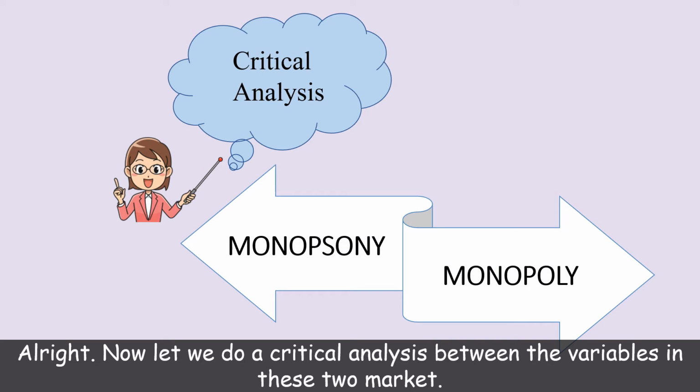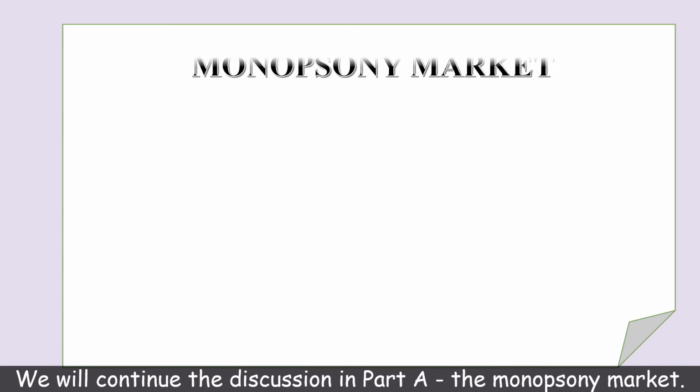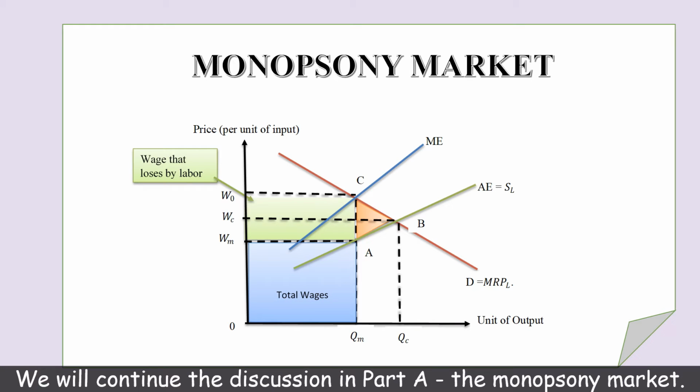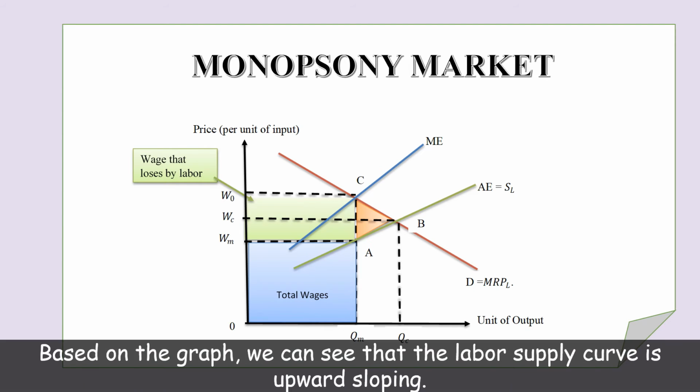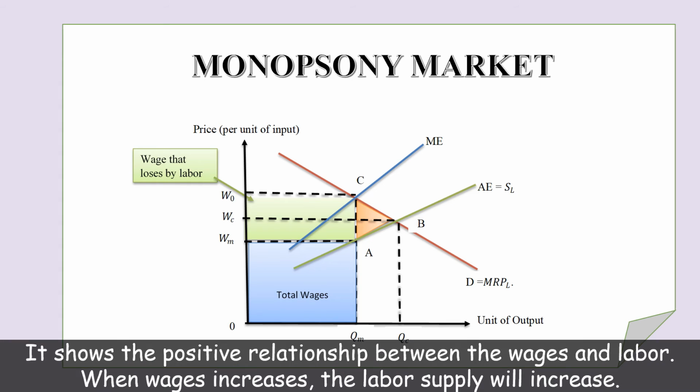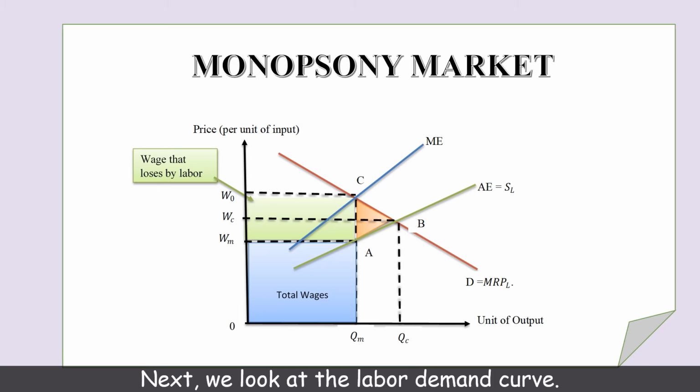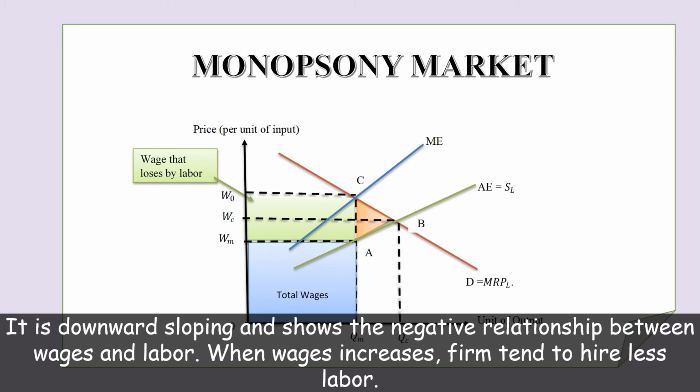Alright, now let us do a critical analysis between the variables in these two markets. We will continue the discussion in part A, the monopsony market. Based on the graph, we can see that the labor supply curve is upward sloping. It shows the positive relationship between wage and labor. When wages increase, the labor supply will increase. Next, we look at the labor demand curve. It is downward sloping and shows the negative relationship between wage and labor. When wages increase, firms tend to hire less labor.